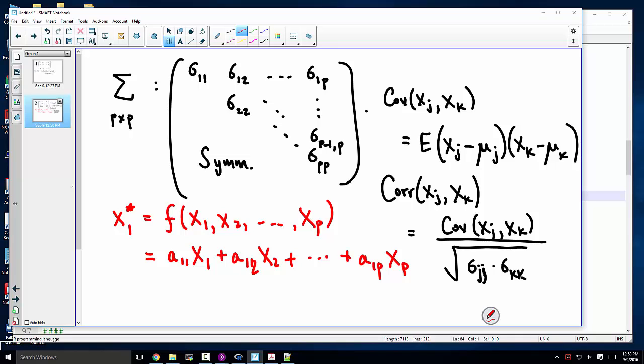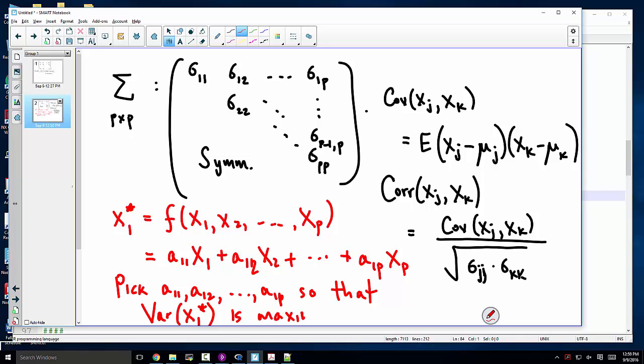We're going to consider variables like this, linear combinations of the original variables, and our target is to pick the constants a11, a12 through a1p so that the variance of x1 star is maximized. What is the most informative linear combination of my p variables that we can do?